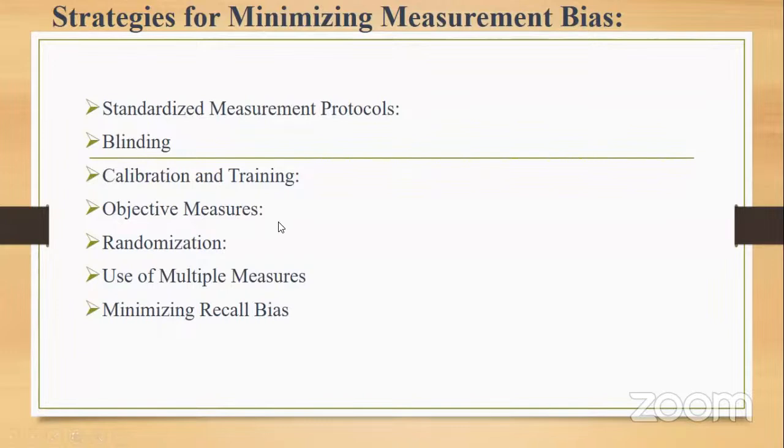The measurement itself should be objective rather than subjective. As I said, randomization, and using multiple measures and then figuring out the mean or the common denominator, will minimize the error. And to minimize recall bias, limit the time gap between the exposure and the reported desired outcome.